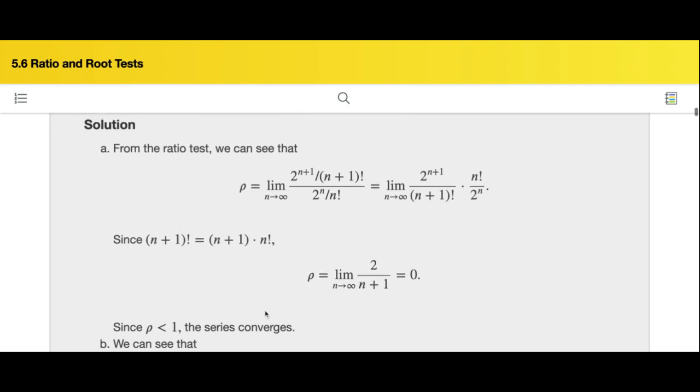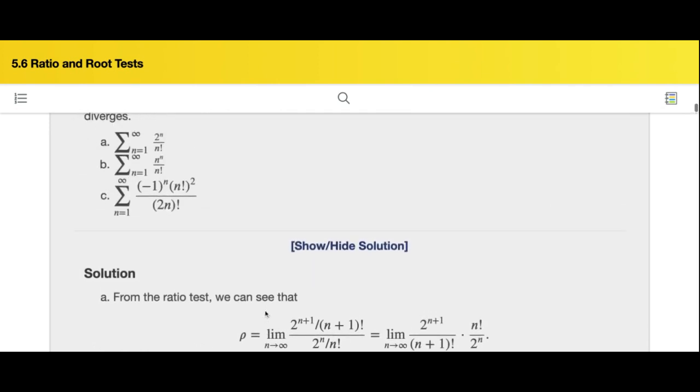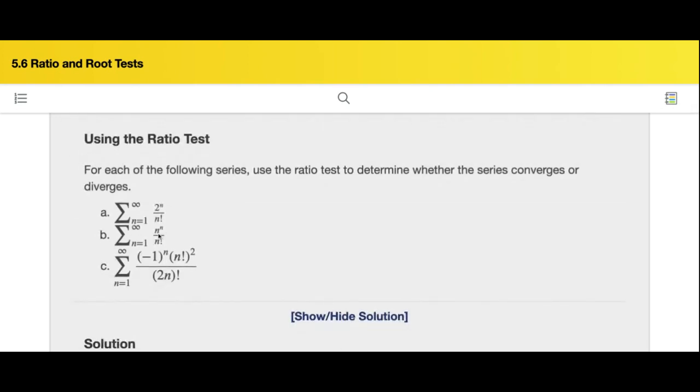All right, let's go to the second one. So the second one, the numerator is n raised to n, right? The denominator is n factorial. Let's try to do a couple of terms, first term, second term, to get a feel for it. We can go ahead and apply the ratio test, or we can get to know this series a little bit.